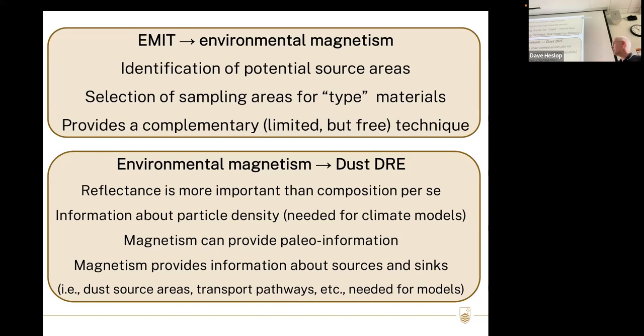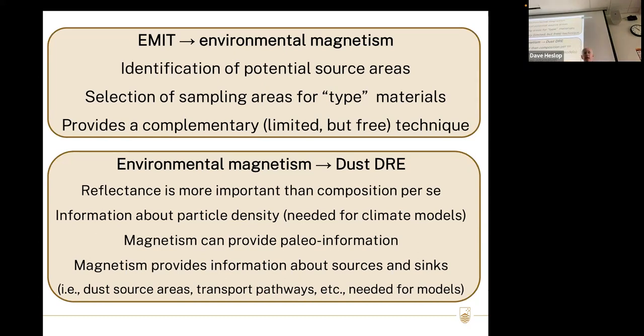And the density information is needed for the climate models because it controls how long the particle will actually reside in the atmosphere. Obviously, if you've got a more dense particle, it's going to fall out of the atmosphere quicker than a less dense particle. So that kind of information is needed for the climate models. This is information that EMIT can't provide.